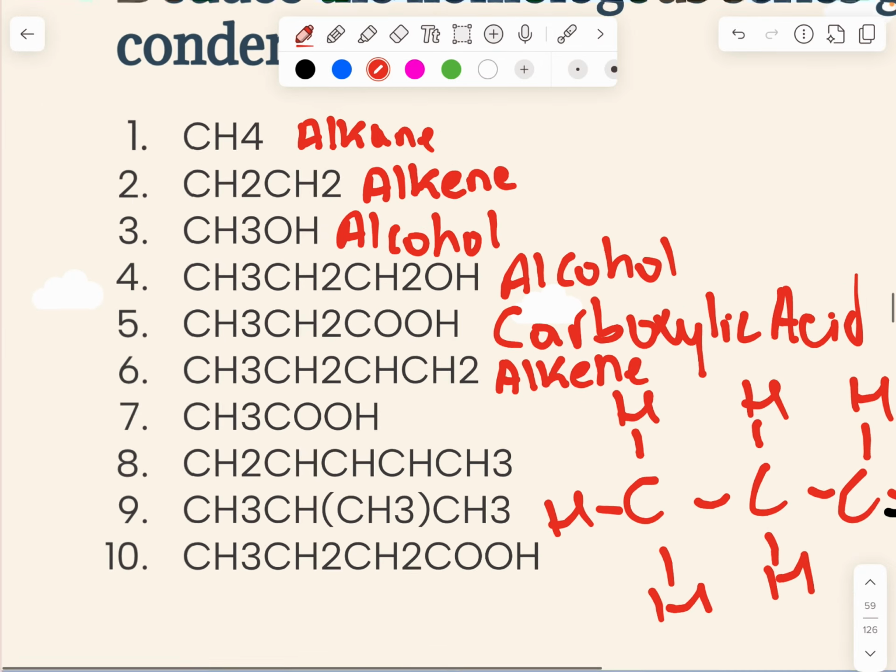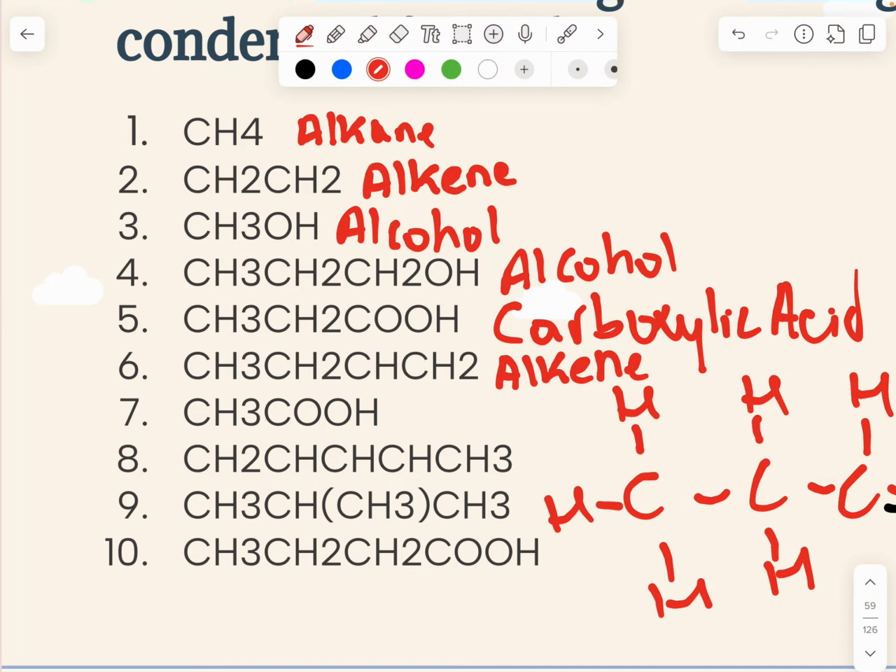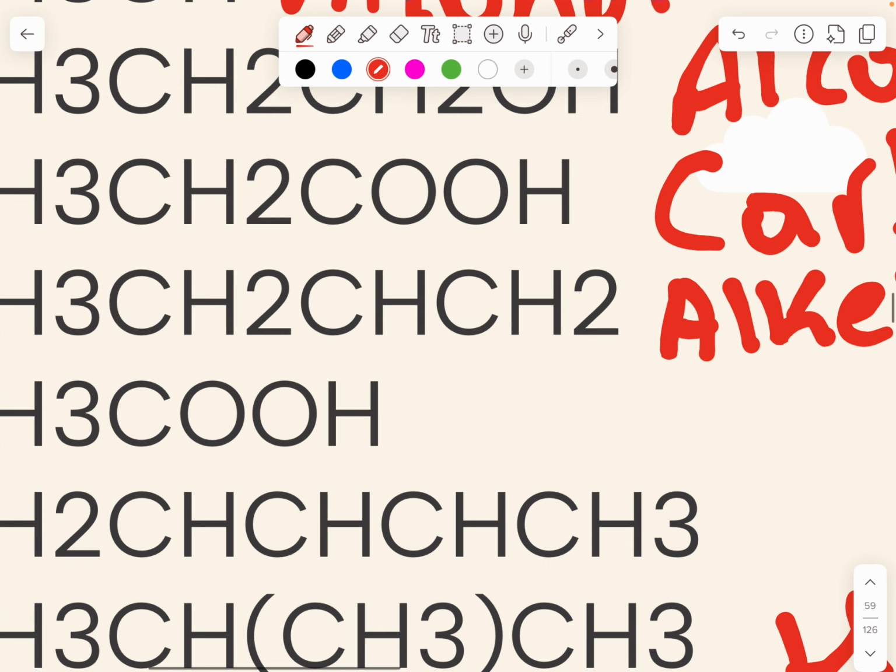And let us see if we can identify number 7. What do you think number 7 is? So we see the COOH, so number 7 is carboxylic acid.